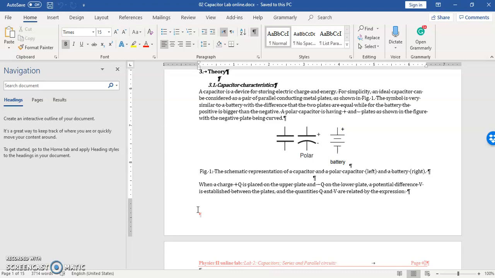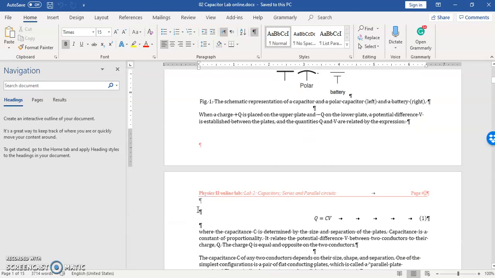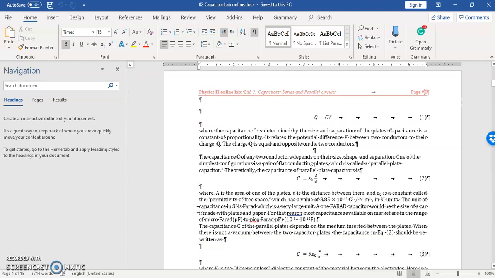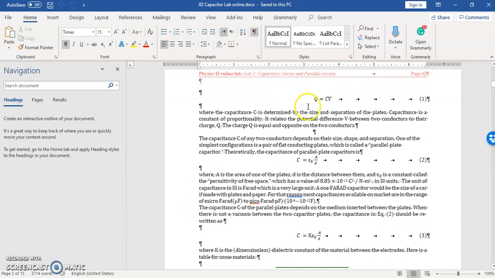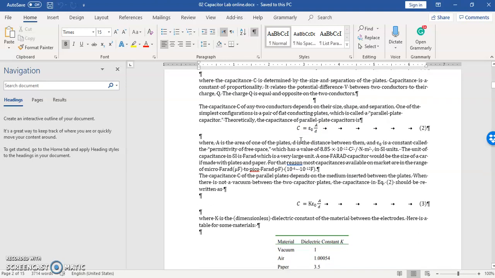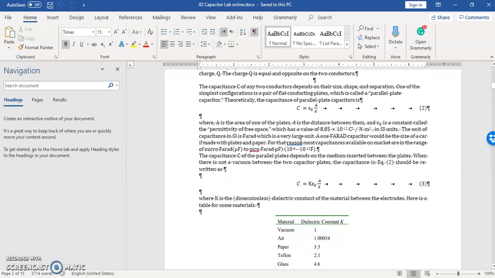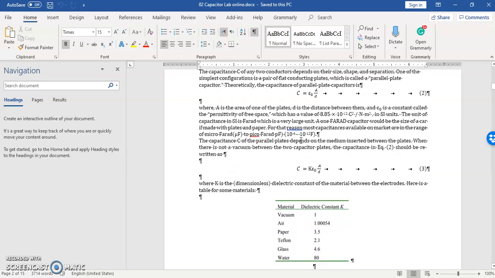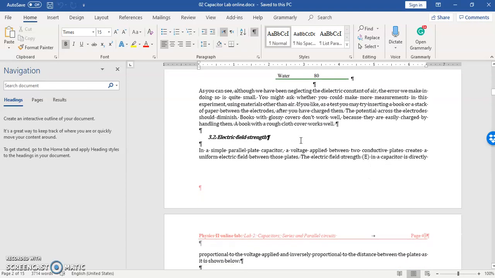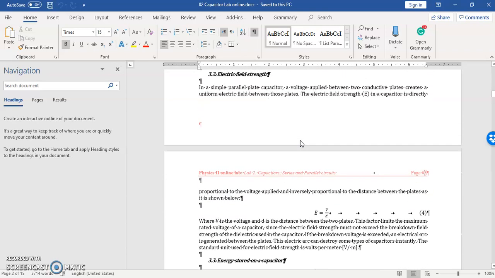So you really don't need to read all the thing in the book, but it's good to be familiar with it, and just to start from wherever I have started on the theory, which gives you the background of what a capacitor is and how it can charge, and then what is the relationship between the charge, capacitance, and voltage, and then how is the capacitance of a capacitor changing depending on the area, the distance, and also the dielectric constant of the material, and also how is the electric field changing.